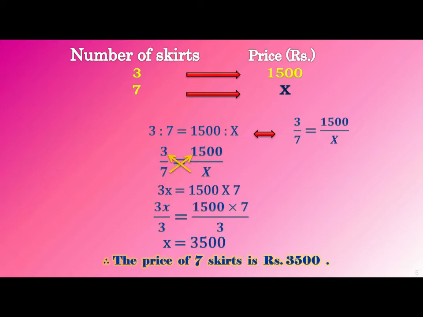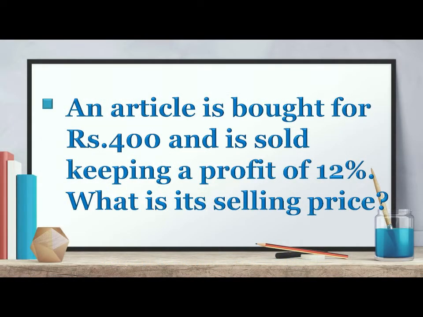Then we can use cross multiplication here. 3x is equal to 1500 multiplied by 7. Then we can divide both sides by 3. Then the final answer is x equals 3500. So the price of 7 skirts is 3500 rupees. Okay, the third example.